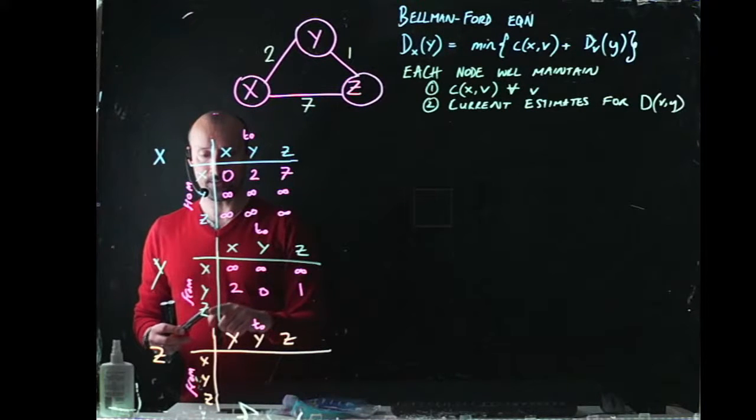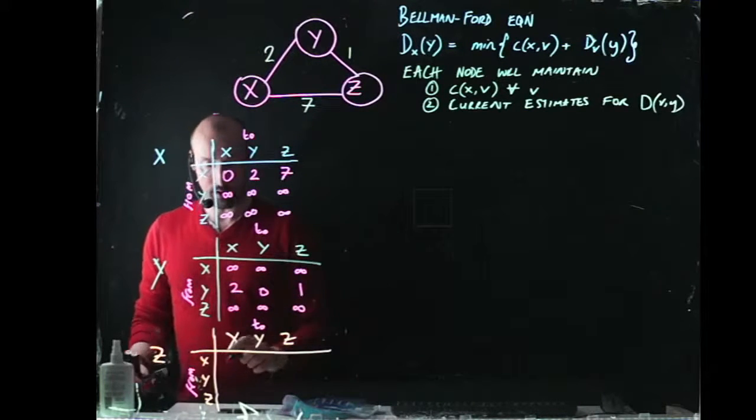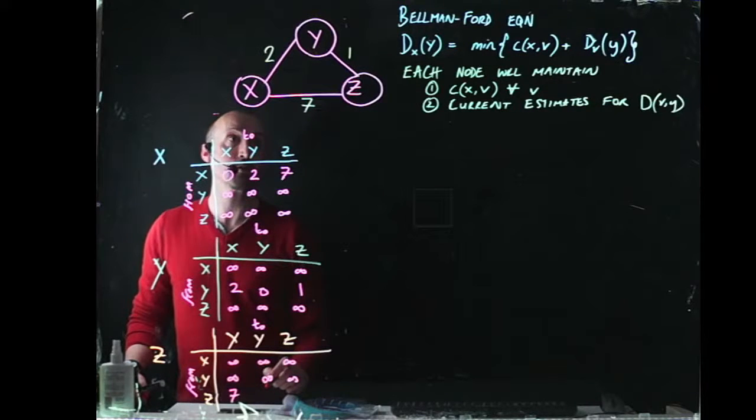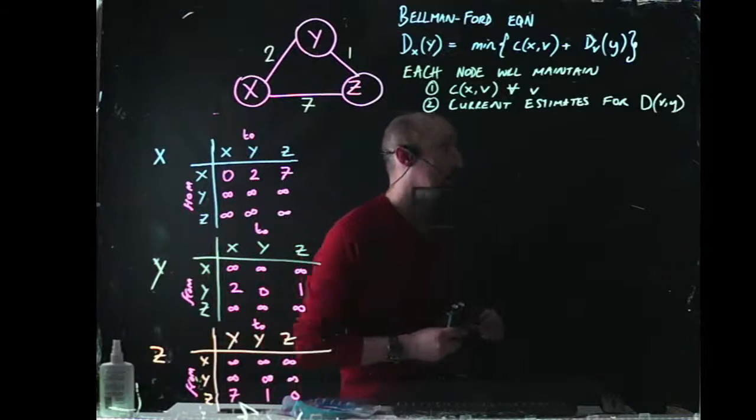Now, we don't know anything about z's perception of things, so we just put down infinity costs here. Similarly down here, we just put down infinity for z. Z has no knowledge of nodes x or y. It knows about itself, so to get to x is 7, to get to y is 1, and to get to itself is 0. So that's how we start off.